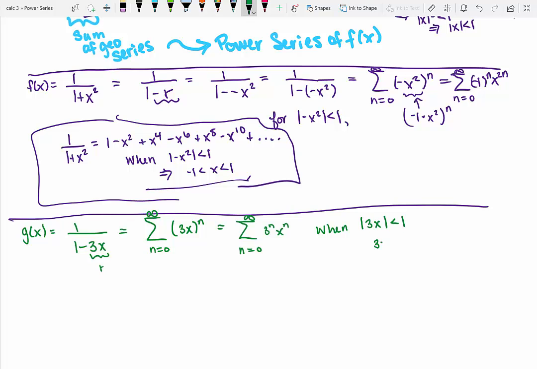which implies that 3x is between negative 1 and 1, and therefore only for x between negative a third and a third will we be able to obtain this estimate. But I do again here have a power series that plays the same role as this rational function.